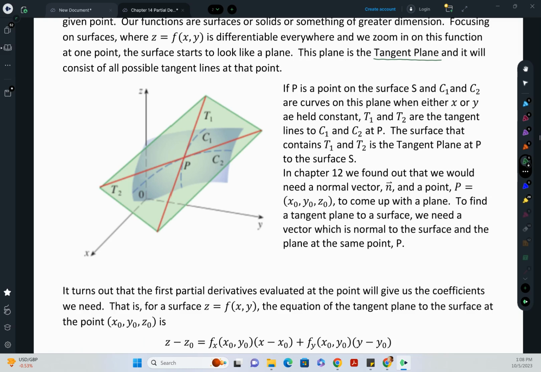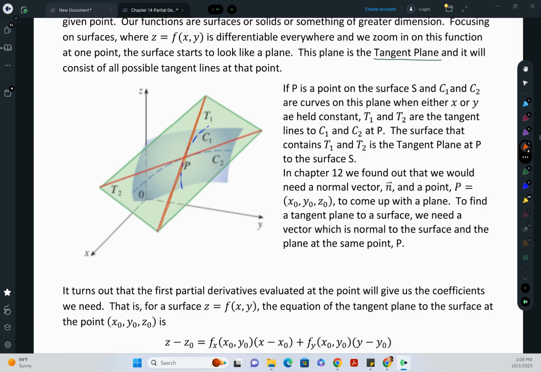In this particular image, they've taken a cross section of the surface. This is a C1 cross section. Then they found a tangent line to that cross section. It's hard to see in 3D, but that tangent line is running along a fixed y value. This is the tangent line that corresponds with the vector del z del x.